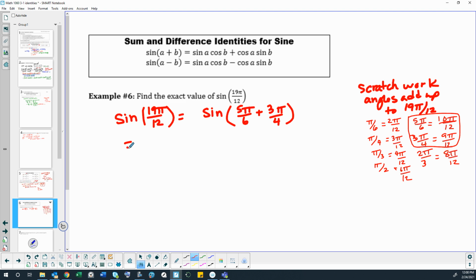Okay, so now we're going to use our identity. So it's going to have the same sign, right? It's plus here and it's plus there. So sine of 5 pi 6, we're going to share with cosine. So cosine of 3 pi 4ths. And keep the sign the same, so plus cosine, we're making a sandwich, so cosine's going like in the middle. Cosine of 5 pi 6 sine of 3 pi 4ths.